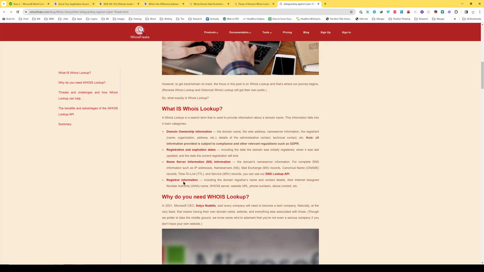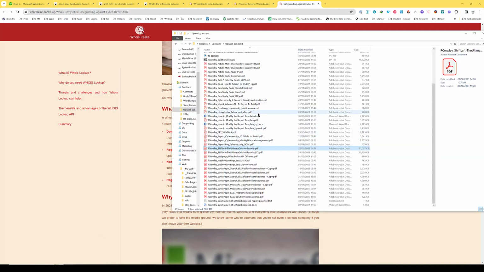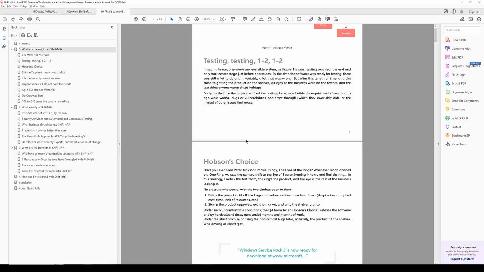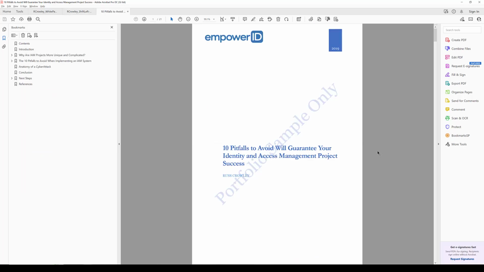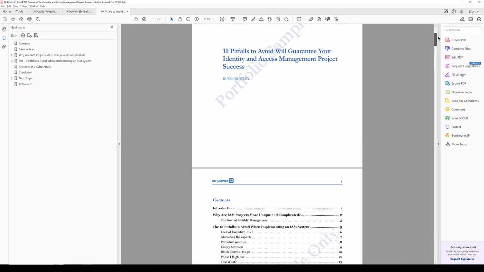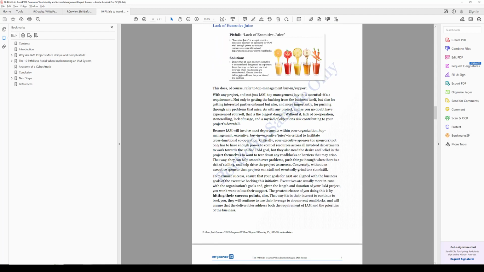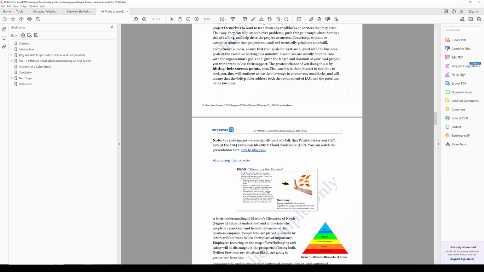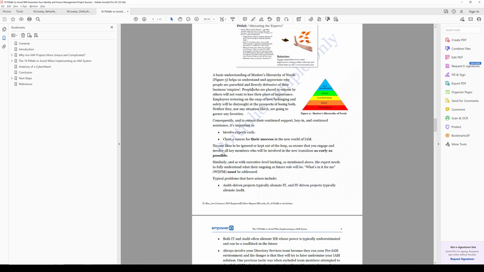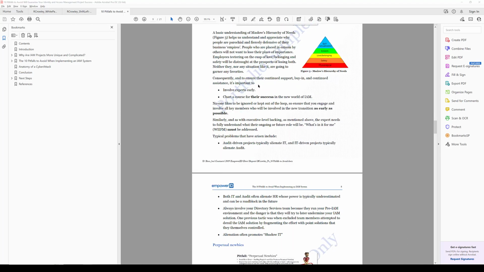And if I may, I'll just show you some of my other work. I did some work several years ago for EmpowerID, which is the identity and access management company. And this is a report that I wrote for Patrick Parker, the CEO of EmpowerID.